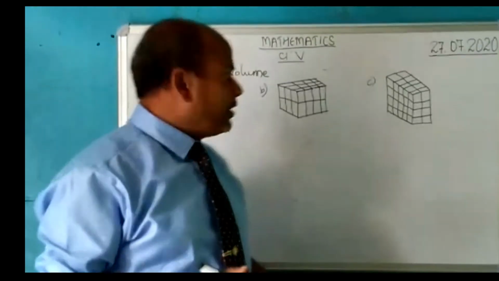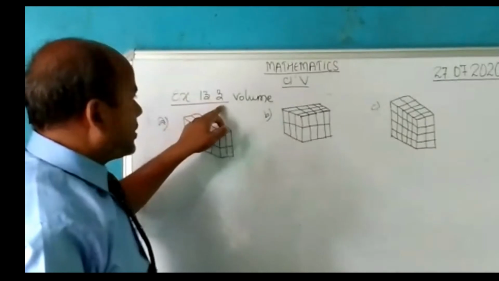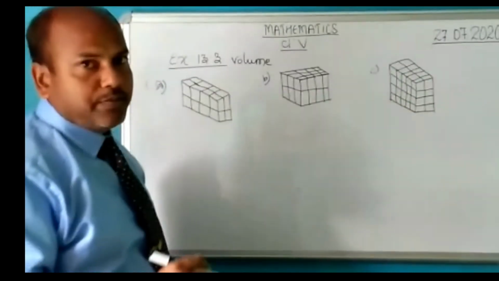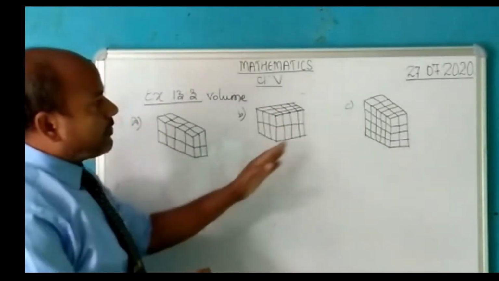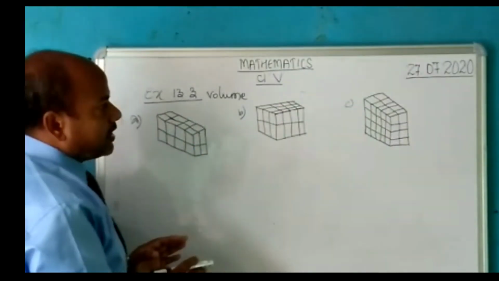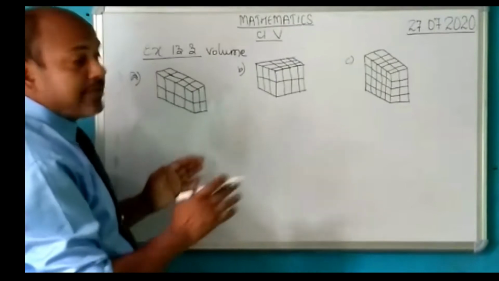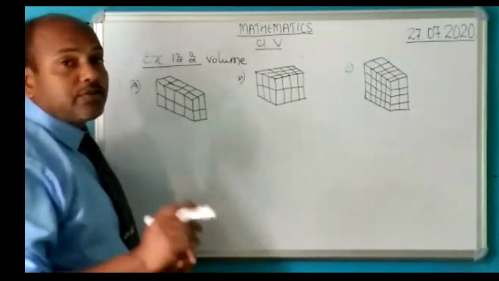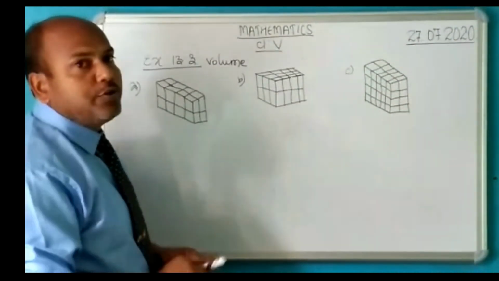Welcome back, dear children. Now we are ready with exercise 13.3, and this time we have to calculate the volume. So how to calculate the volume for different pictures? As you can see here, these all are cuboid because the length, breadth and the height is different for all the three different figures. So this is not a cube, but this is a cuboid.